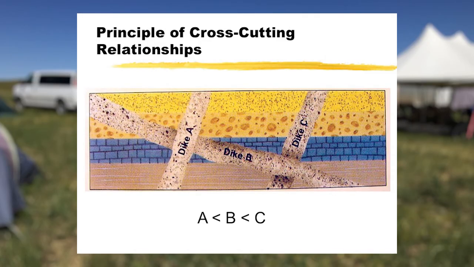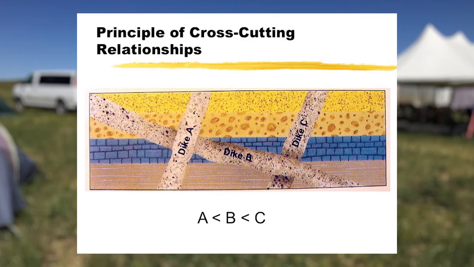All right, cross-cutting relationships. Here you see some layers of rock, and here are some cross-cutting rocks. So ask yourself this. Which of these layers came first? And you'll have to conclude that this layer, this layer, this layer, this layer were there before any of the rest of it. Right? Then what happened next? Dike C was there next. And then what? Dike B came next. And then Dike A.